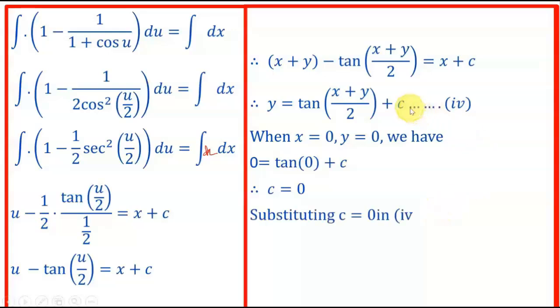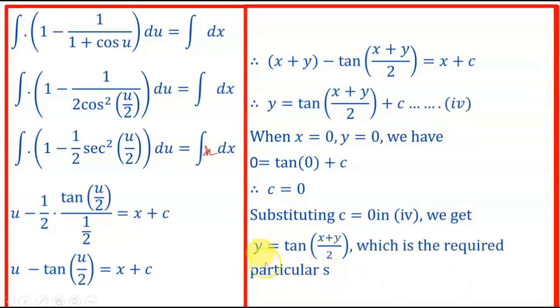Substitute the value of c in equation number 4, and hence you will have the particular solution, that is y = tan((x + y)/2), which is the required particular solution when x and y both are 0.